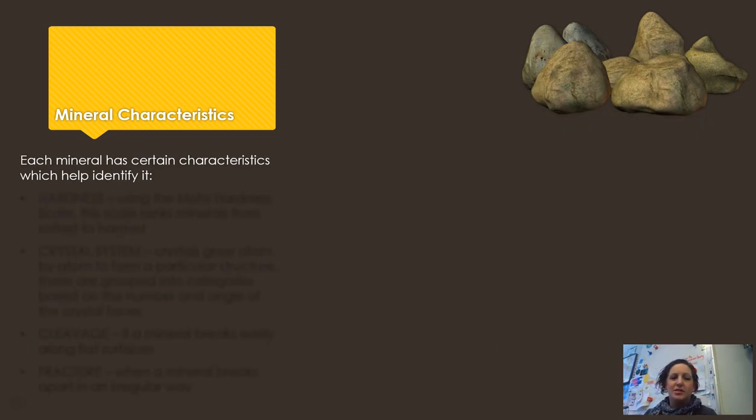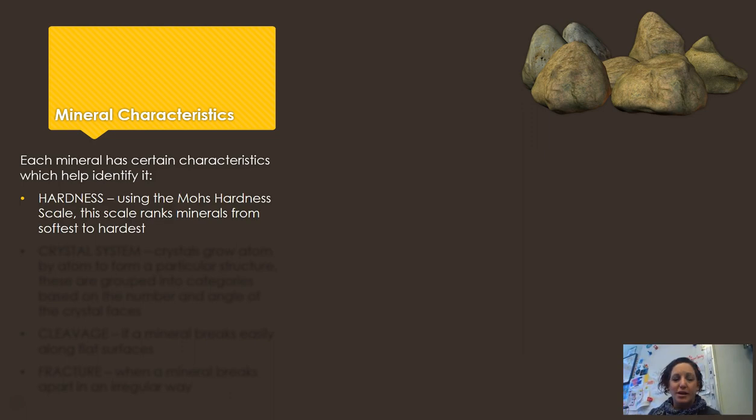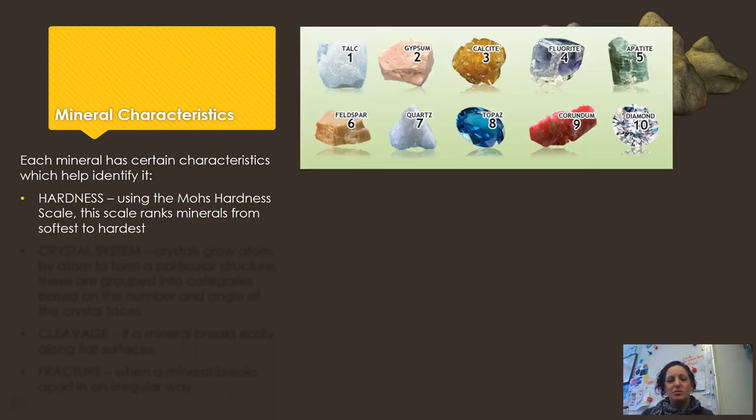Each mineral has certain characteristics. There's 4 more characteristics. The next one is hardness. Scientists use what's called the Mohs hardness scale that ranks the hardness of crystals from 1 to 10. Talc is the softest mineral and diamond is the hardest.